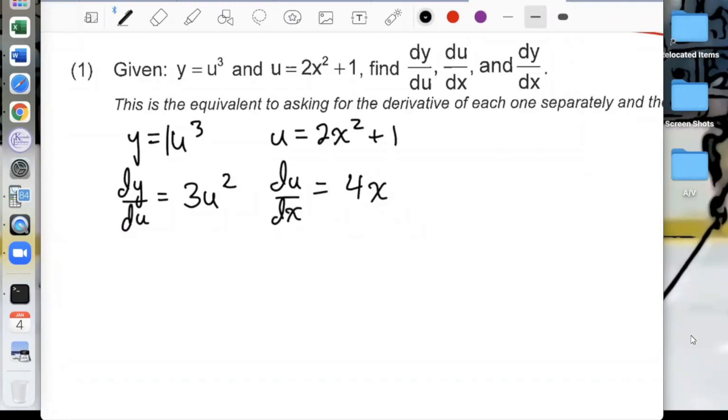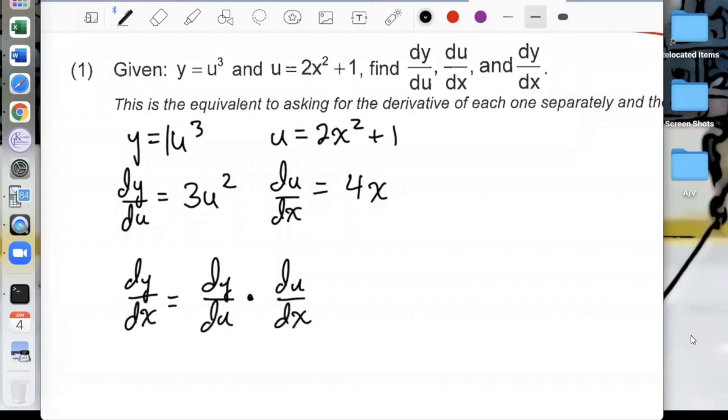All right. So then if I want dy over dx, I would take my dy over du, multiply it by du over dx.